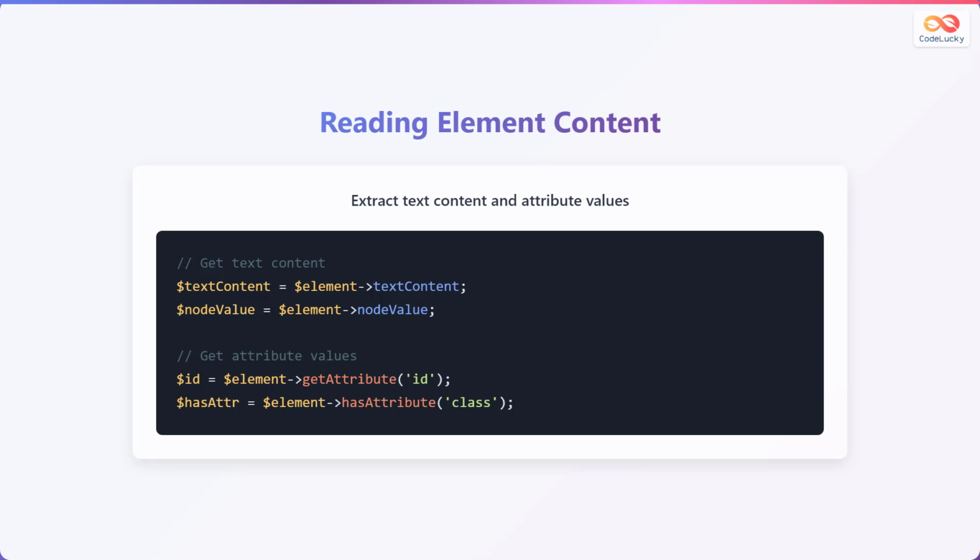Once you've located an element, you'll often want to extract its content or attribute values. Here's how to read element content in PHP. To get the text content of an element, use the textContent or nodeValue property. Both properties return the text content of the element. To get the value of an attribute, use the getAttribute method, passing the attribute name as an argument. You can also check if an element has a specific attribute using the hasAttribute method, passing the attribute name as an argument. These methods provide convenient ways to access the data stored within XML elements.